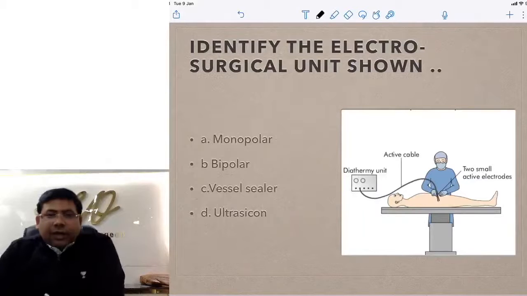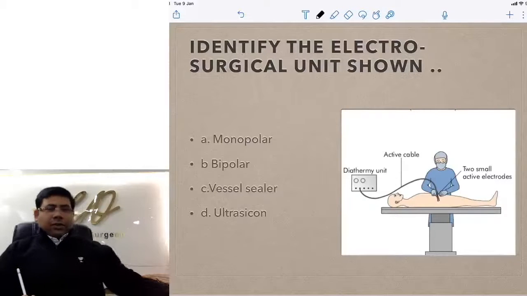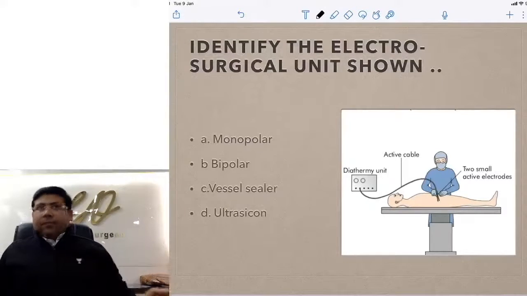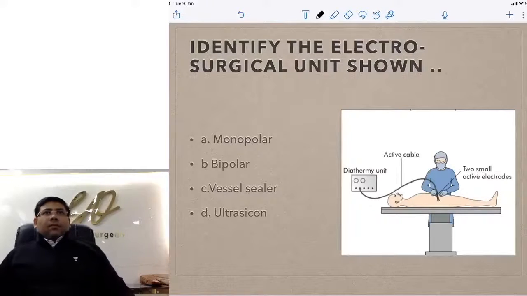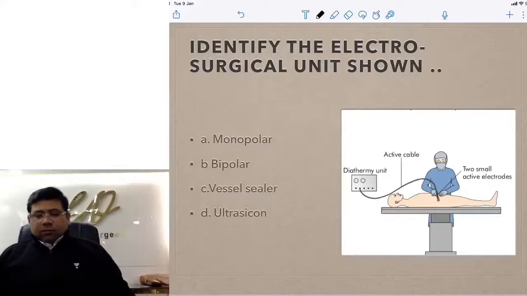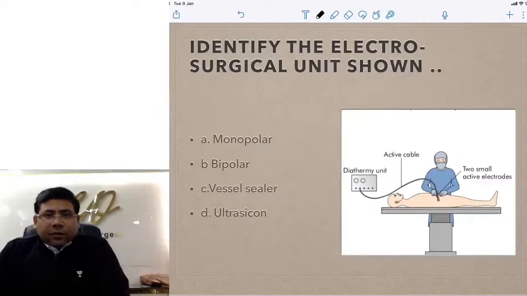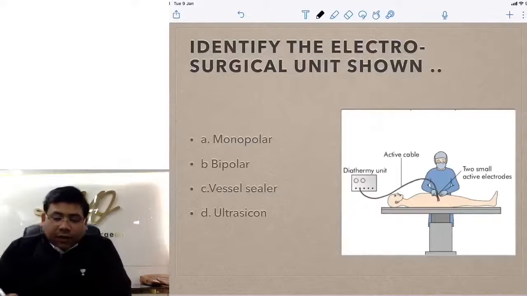Identify the electrosurgical unit shown in this image. Come on, tell me. It's easy, very easy. Identify the electrosurgical unit shown here. Very good. This is a case of bipolar.